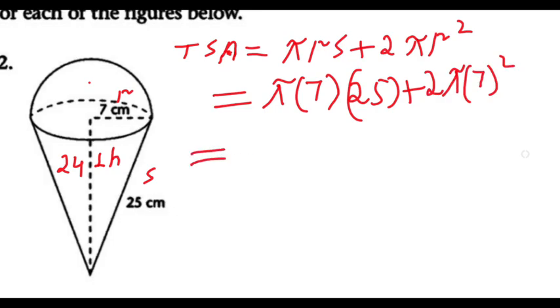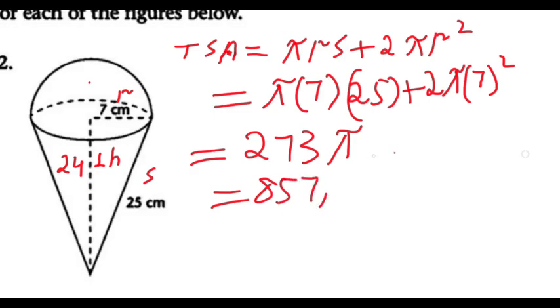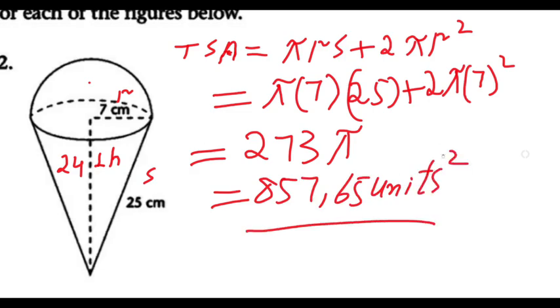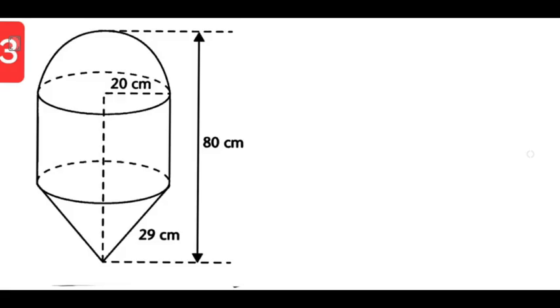Now I'm going to use my calculator. This will be 273 pi. I open up the pi. The answer will be 857.65 units squared. For total surface area, you must write units squared. This is my final answer. And so this is the final object.